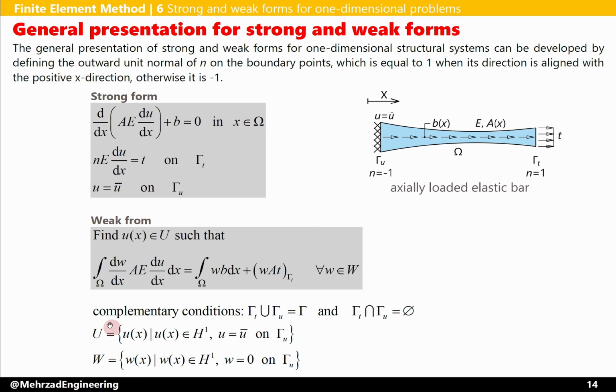Also, we have the definition for the set of u and the set of w. The set of u is all functions of u such that u belongs to H1 and u is equal to u bar on gamma u, and set of w is equal to all functions of w such that w of x belongs to H1 and w is equal to 0 on gamma u.